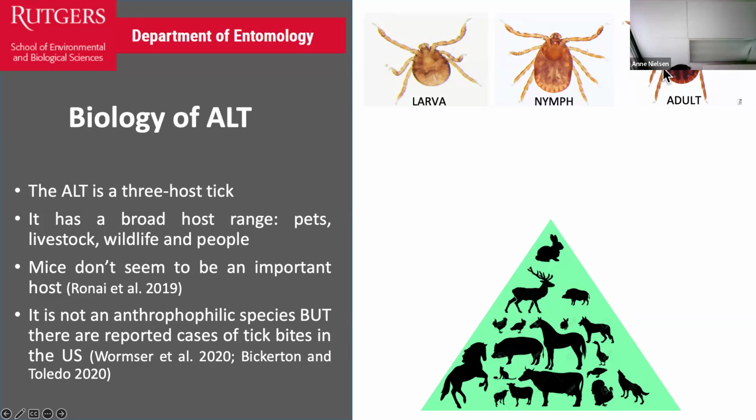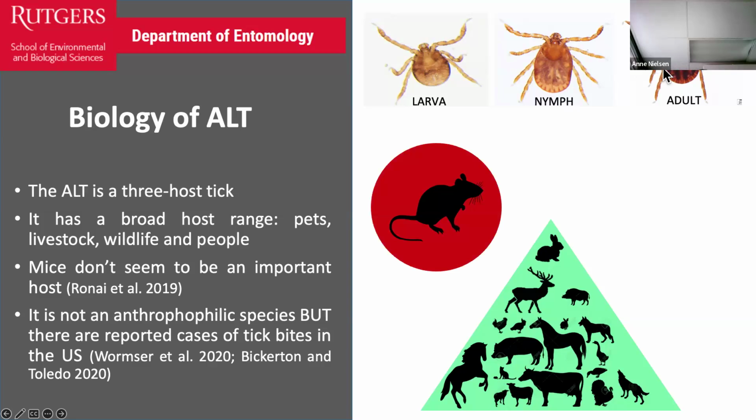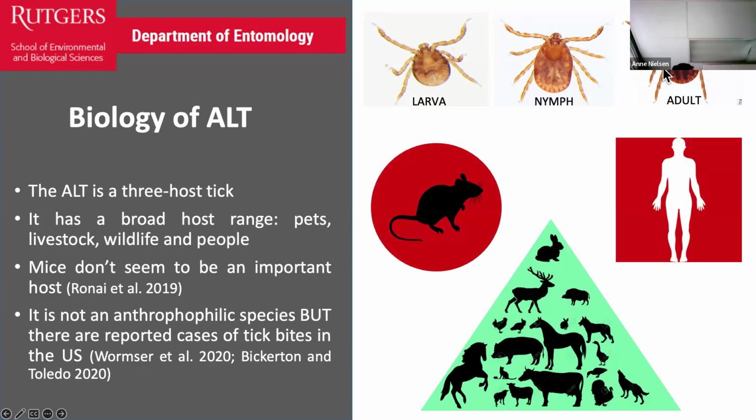It has a broad range of hosts, so it's not extremely specific, but contrary to other tick species that are a problem here in the transmission of disease to humans, like Ixodes scapularis or Amblyomma americanum, they don't really seem to be using rodents that much, and they are not extremely anthropophilic, meaning that they don't typically bite people, although this is always the result of not only their anthropophilic behavior, but their numbers.